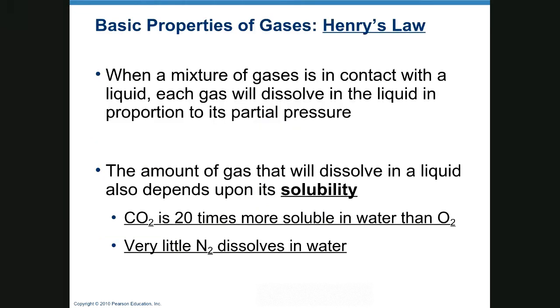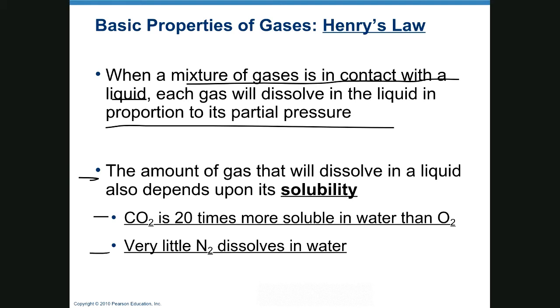Now, this is Henry's law. When a mixture of gases is in contact with a liquid, such as in our bloodstream, each gas dissolves into the liquid in proportion to its partial pressure. However, the amount of gas that dissolves depends on its solubility. CO2 is 20 times more soluble in water than O2, and with N2, nitrogen gas, very little dissolves in water. It would take a very large amount of nitrogen and very high pressure to get it to dissolve.